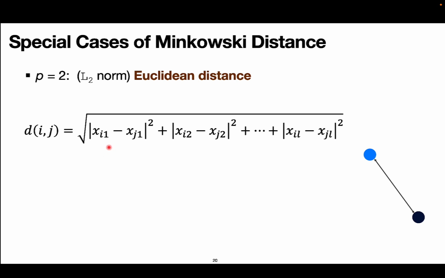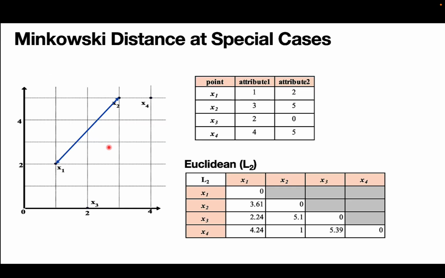When p equals 2, the L2 norm or the Euclidean distance, we are going to take the difference across each dimension, square it, sum up these values, then take the square root. And in this example, we're trying to find the distance between x1 and x2. Applying the formula, we end up with 3.61.